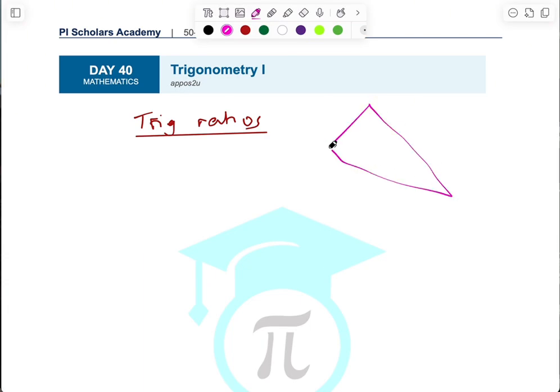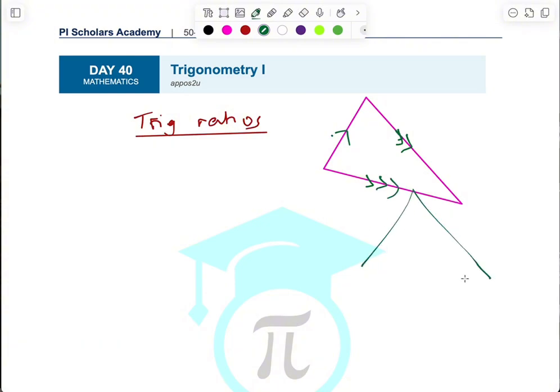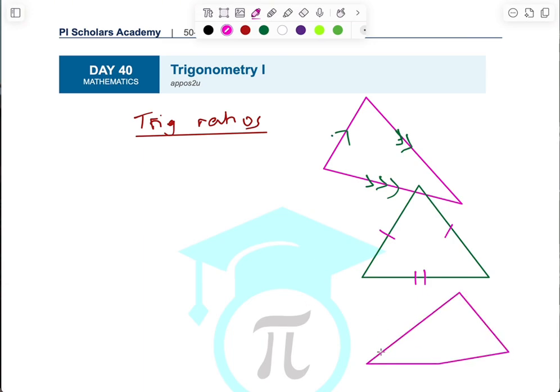So let's say this is a scalene triangle. It's such that its sides are not the same. If this is this, you have this, you have this. We have the isosceles triangle, the way it works is that it has two of its sides the same. That's for the isosceles. And then we have the equilateral triangle, which has all its sides the same.